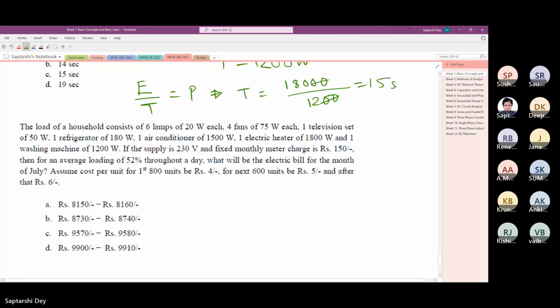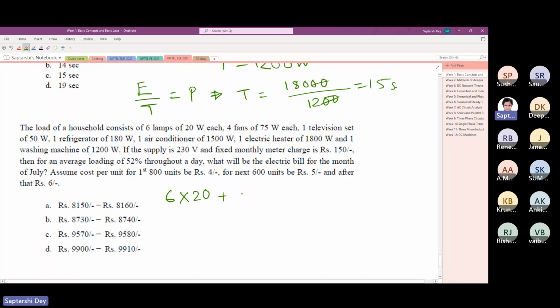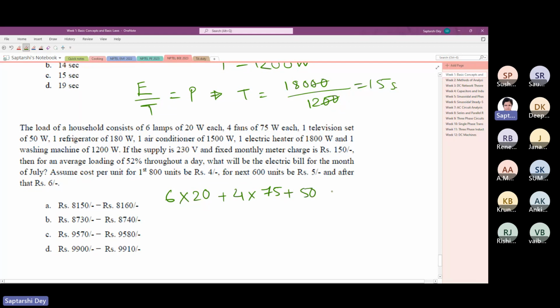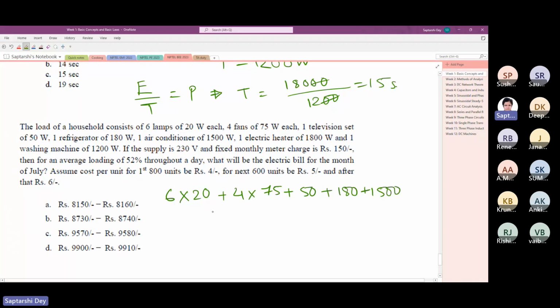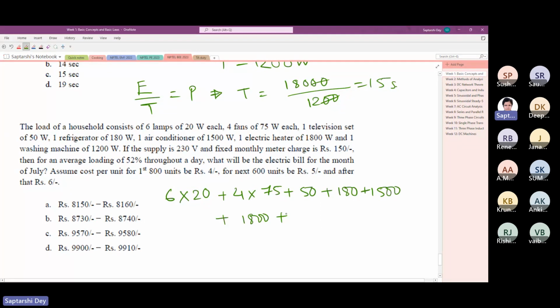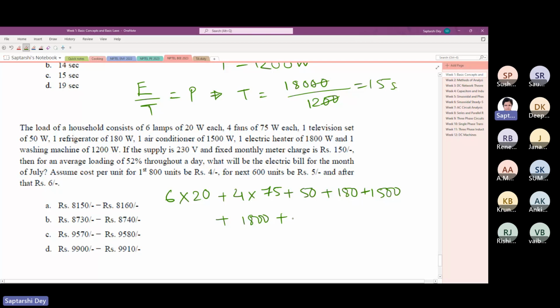Yes, sir. So 6 lamps of 20 watt. Do the calculations for me. Okay. 4 fans of 75. Television set, refrigerator, air conditioner. What they do not have: electric heater, washing machine. Can you tell me the summation quickly?